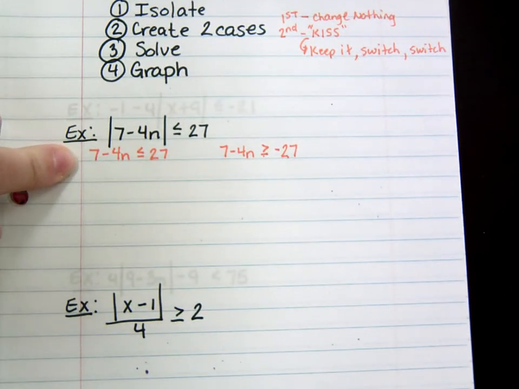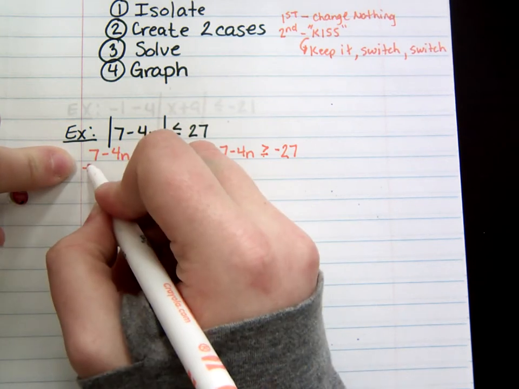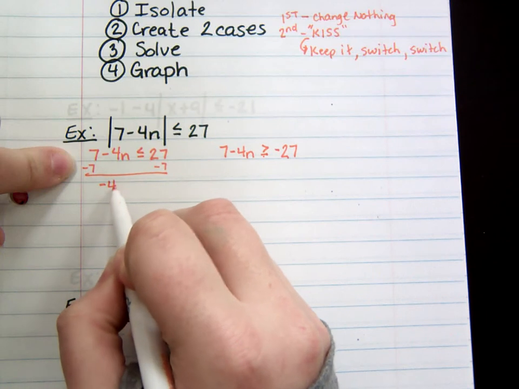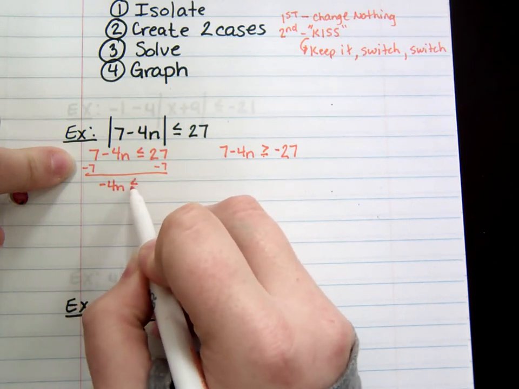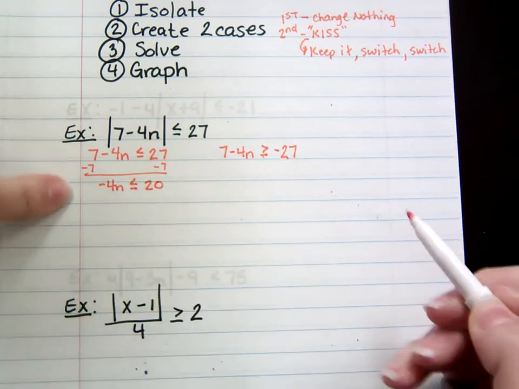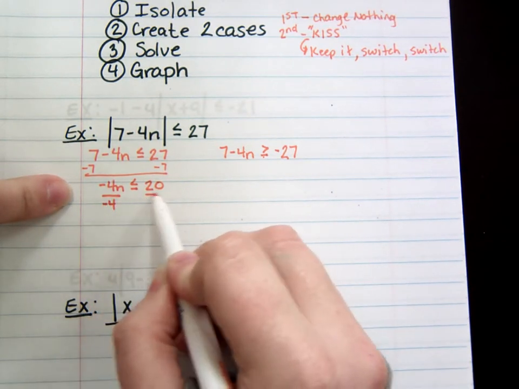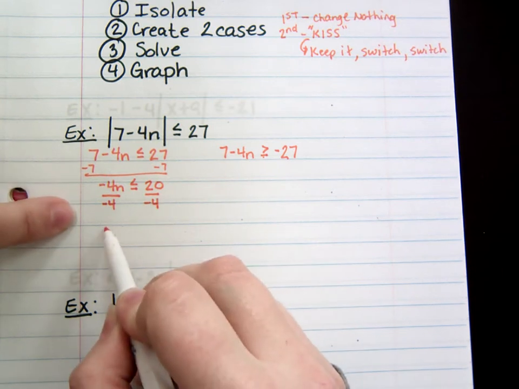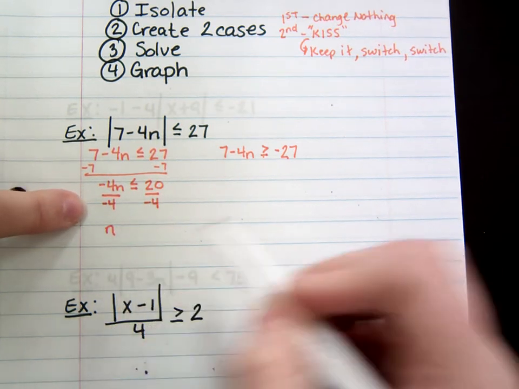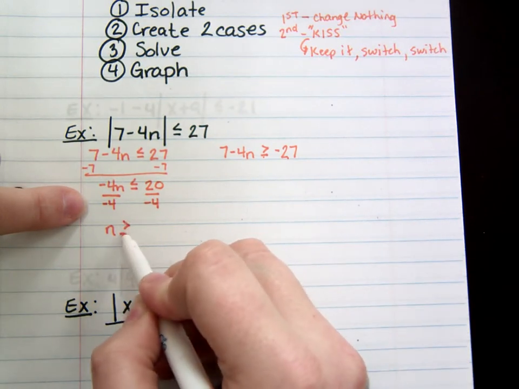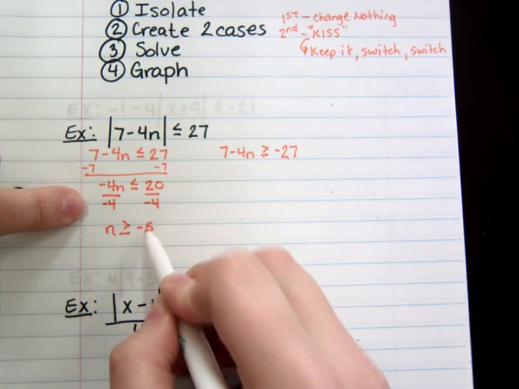Now that we have our two cases, we're going to solve each inequality. So the first step in solving this one is to subtract 7, which gives me negative 4n less than or equal to 20. Then I divide by negative 4, and be careful here. Anytime you multiply or divide by a negative number, you must flip the inequality. So this is now greater than or equal to negative 5.